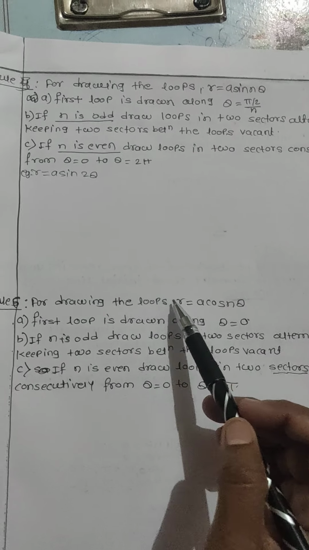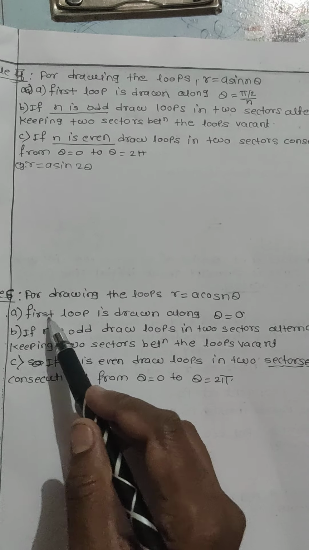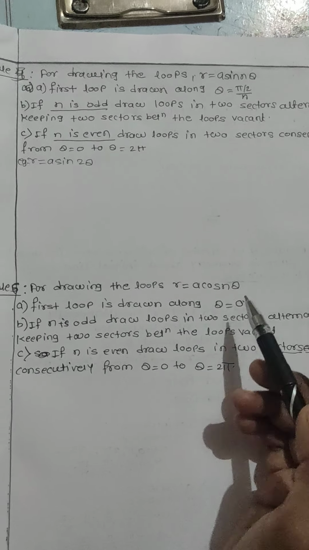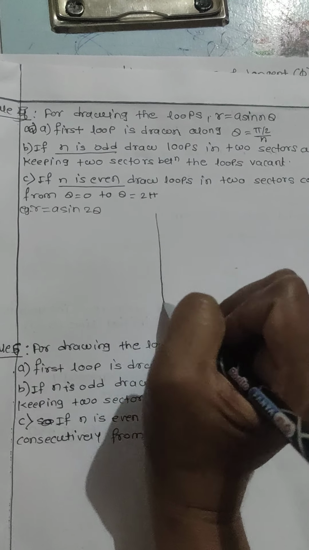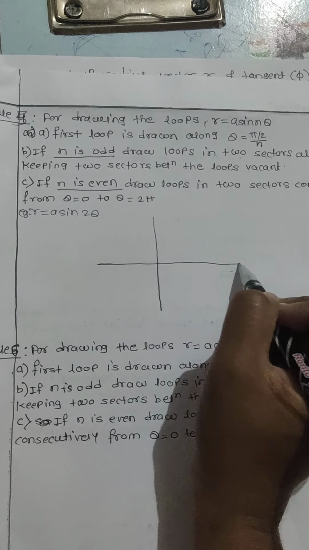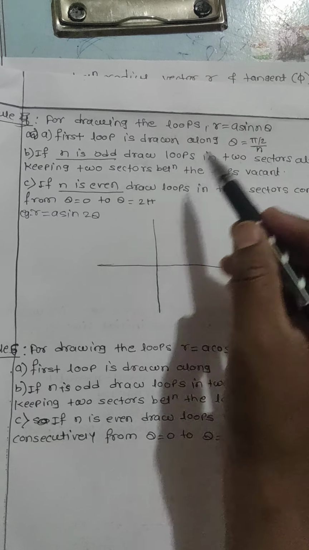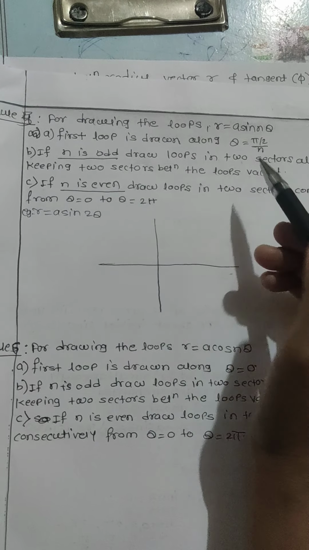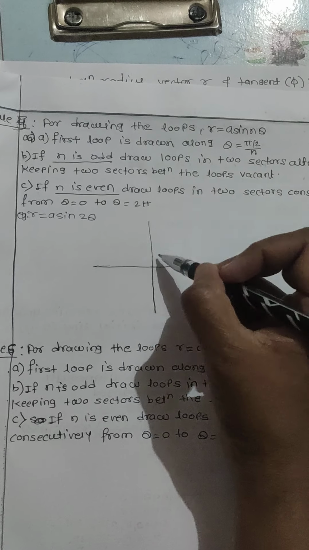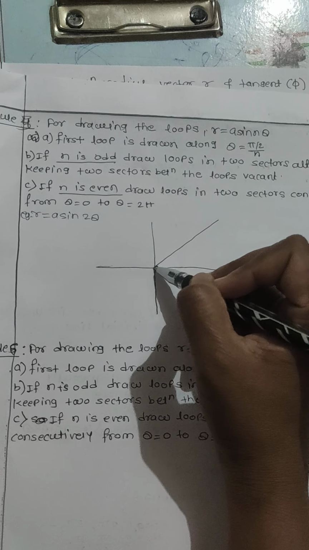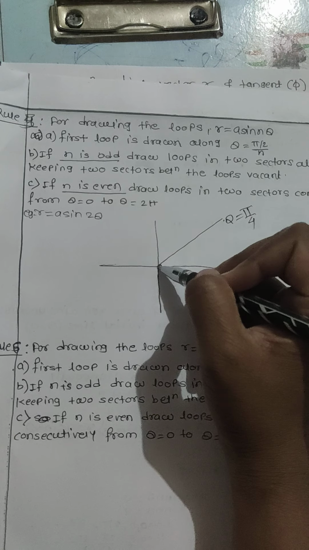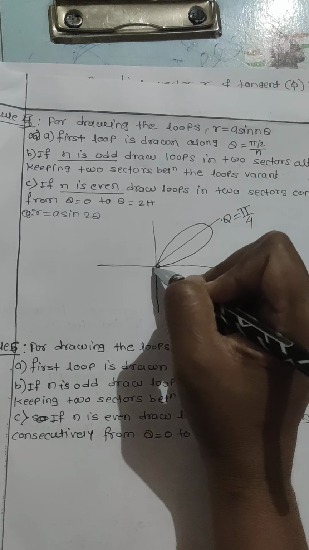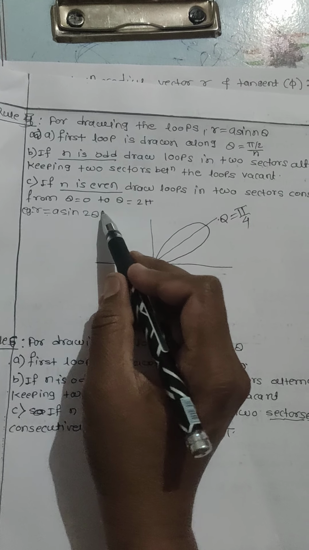Same for r equal to a cos n theta. First loop is drawn along theta equal to 0. See here, if we take r equal to a sin 2 theta, what is the first loop? Pi by 2 by n, that means pi by 2 by 2, which is pi by 4. So the first loop is drawn along theta equal to pi by 4. So this is theta equal to pi by 4. For this example, we have to draw this curve. So this is the first loop for r equal to a sin 2 theta.